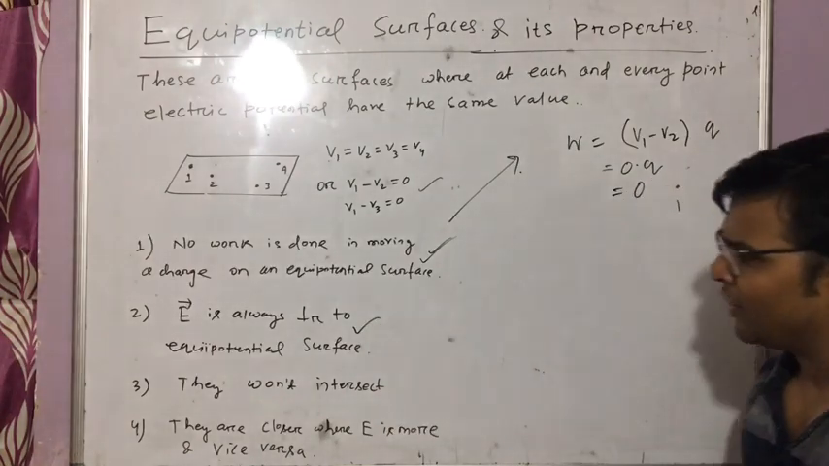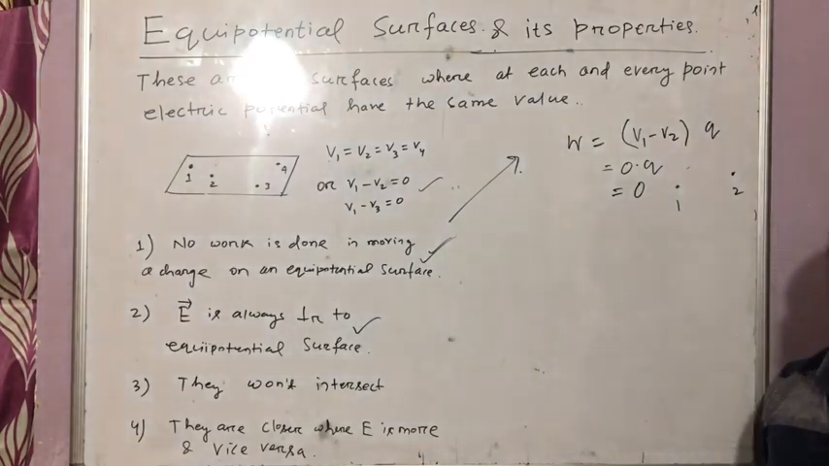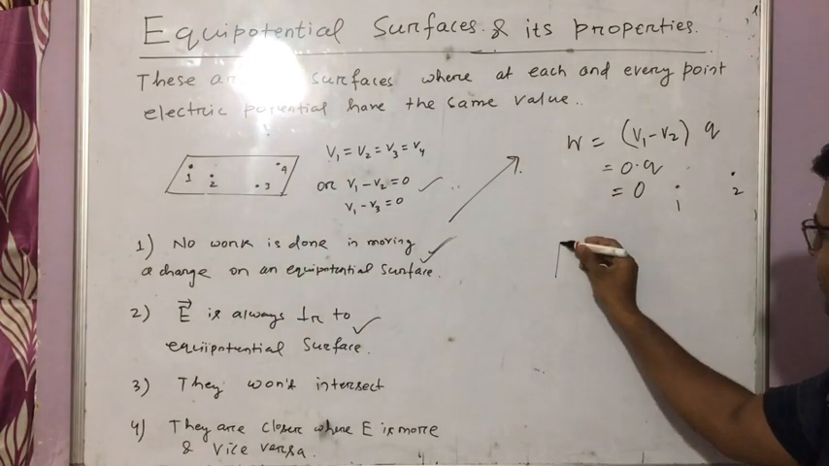Now coming to your second point: the electric field is always perpendicular to the equipotential surface. Suppose you take a surface here.